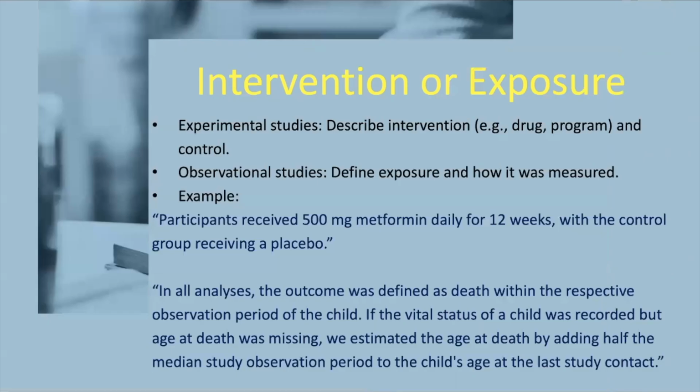Now, if you're working on experimental studies, you'll want to describe your intervention. What did the participants receive? For instance, participants received 500 milligrams metformin daily for 12 weeks, while the control group received a placebo. If it's an observational study, explain the exposure and its measurement.